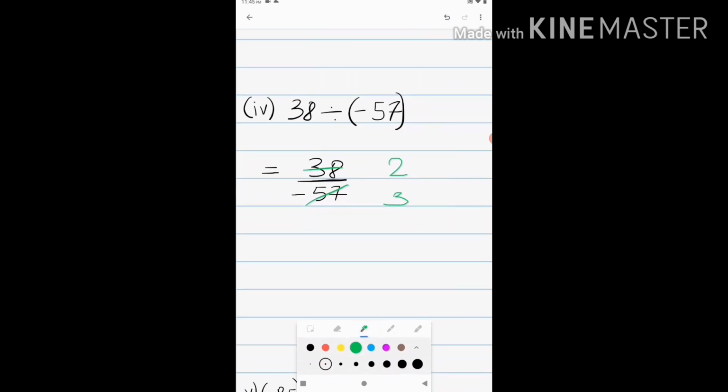So our answer will be, again the numerator is plus and the denominator was negative. So I am going to write my answer as minus 2 upon 3. Whenever there is a negative sign even in the denominator, we can bring it to the numerator. But remember, plus and minus is always minus.